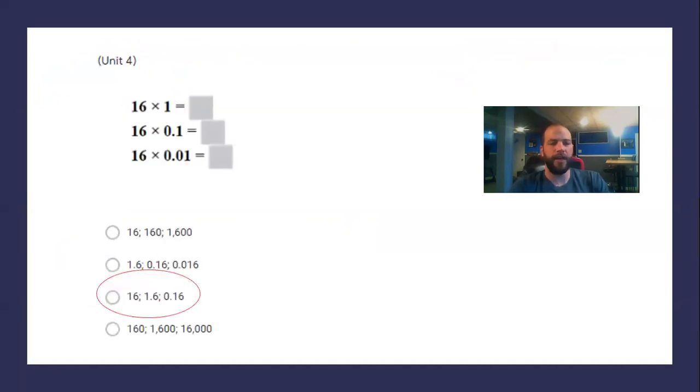Look here, we have 16 times 1/10, which is 1/10 of 16, which is the same thing as dividing it by 10, which pushes the decimal left. And then 16 times 100 pushes the decimal right twice, and it turns into 1600. So the answer is C.